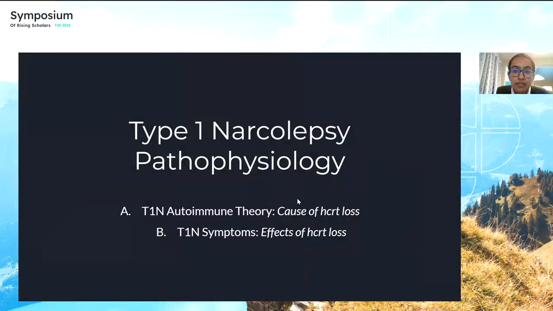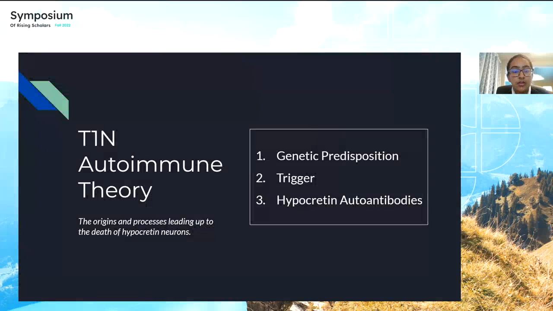So first, the pathophysiology of type 1 narcolepsy. It can be broken down into 2 parts. First, the cause of hypocretin loss, and then the second is the effects that stem from the hypocretin loss. The cause of hypocretin loss is commonly known as the autoimmune theory and can be broken up further into 3 steps: genetic predisposition, then a trigger, and then symptom onset, which produces the hypocretin autoantibodies.